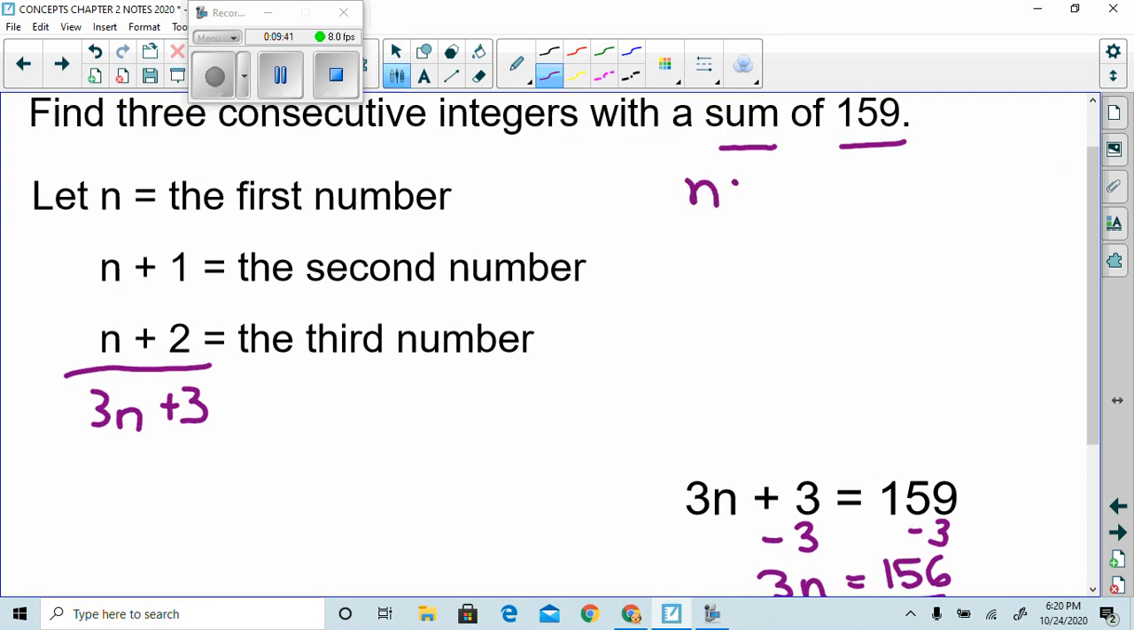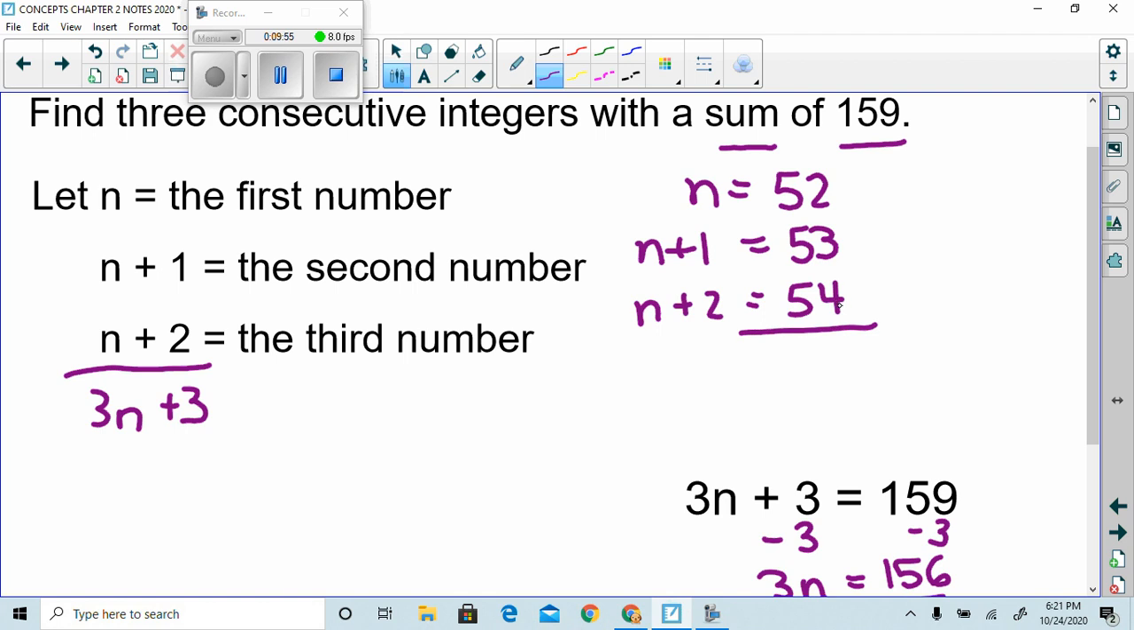So n is equal to 52. N plus 1 more will be 53. And n plus 2 more will be 54. It's always good to check to see if it worked out. 52 plus 53 is 105. 105 plus 54 is 159, and it checks.